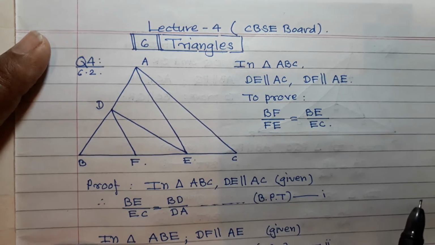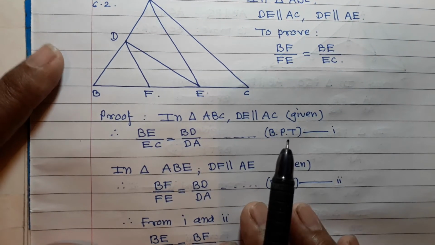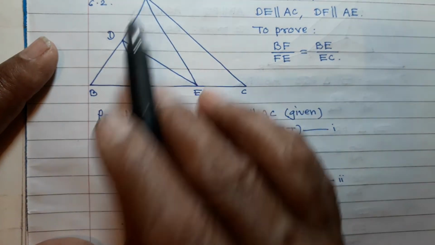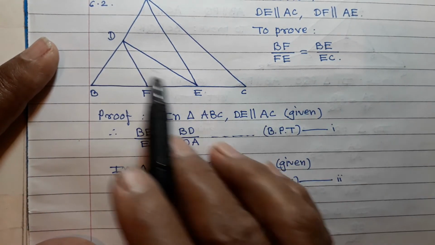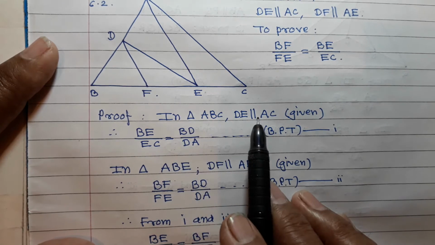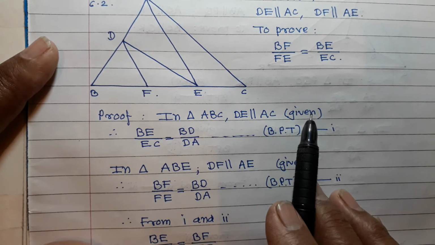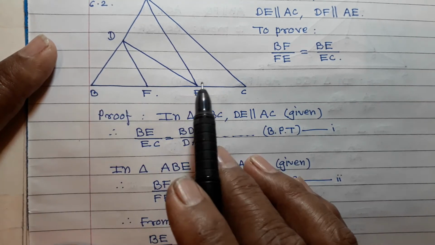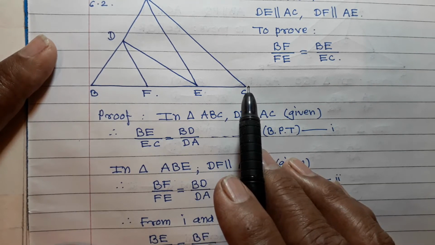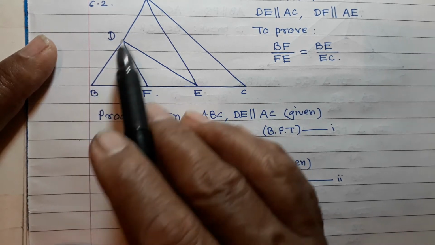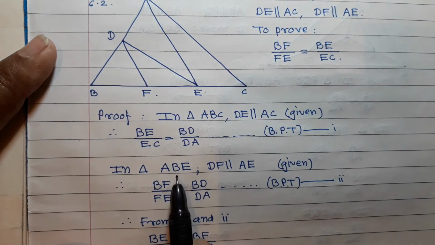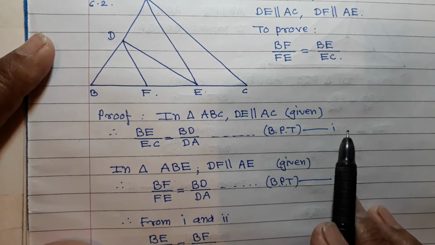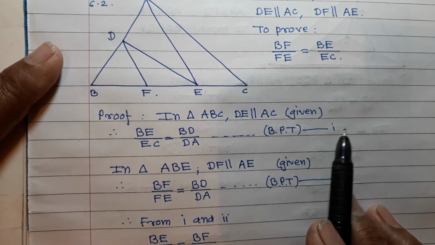Okay. Now try to understand the proof. In triangle ABC, DE is parallel to AC, given, and therefore BE upon EC is equal to BD upon DA, by BPT theorem. So equation number 1.